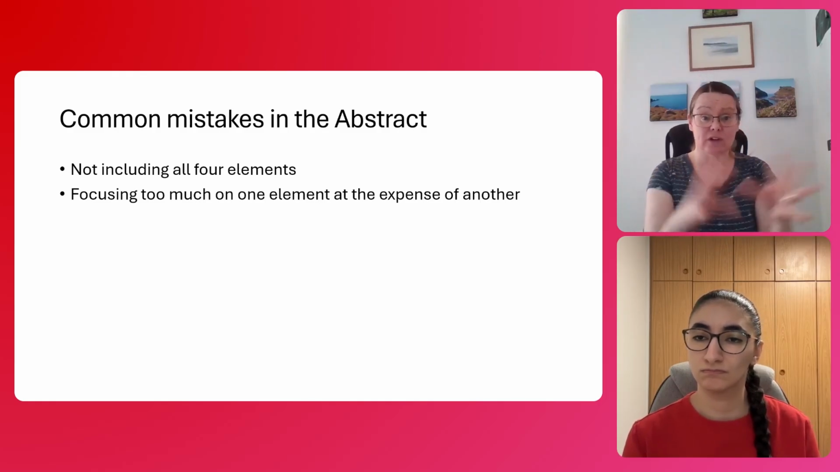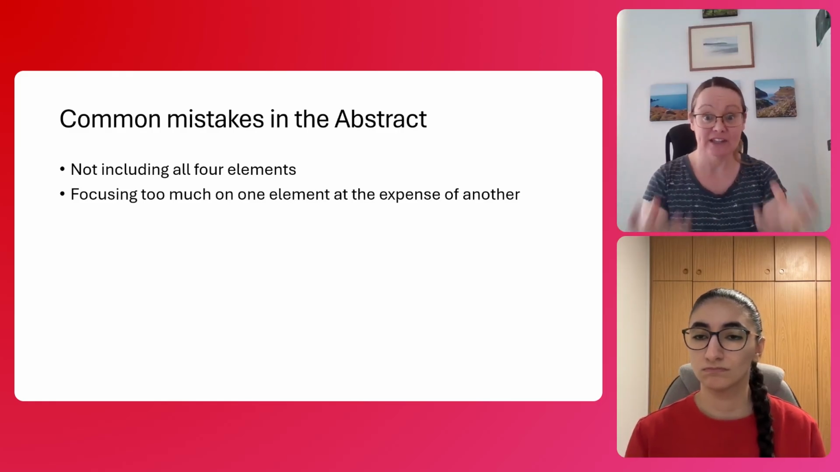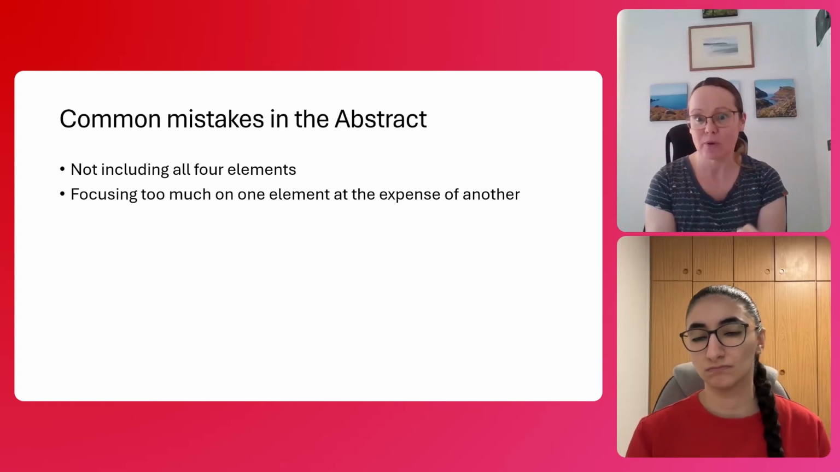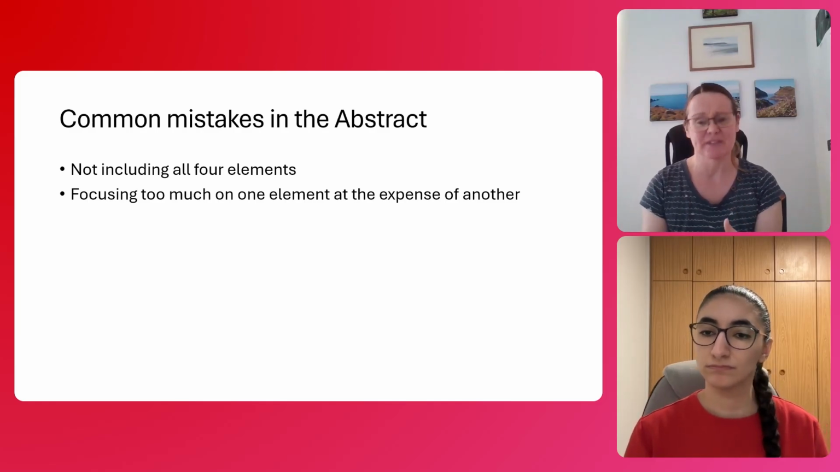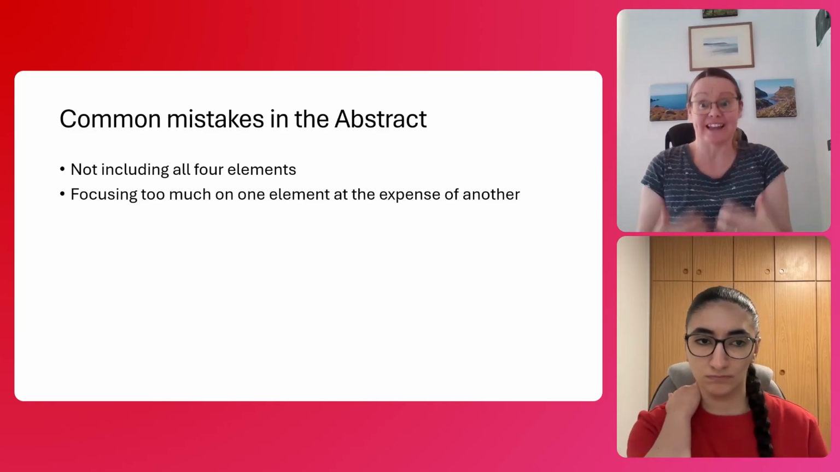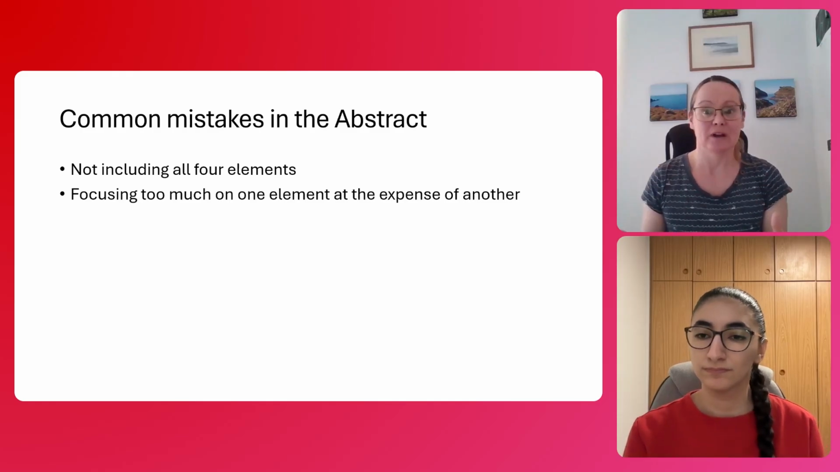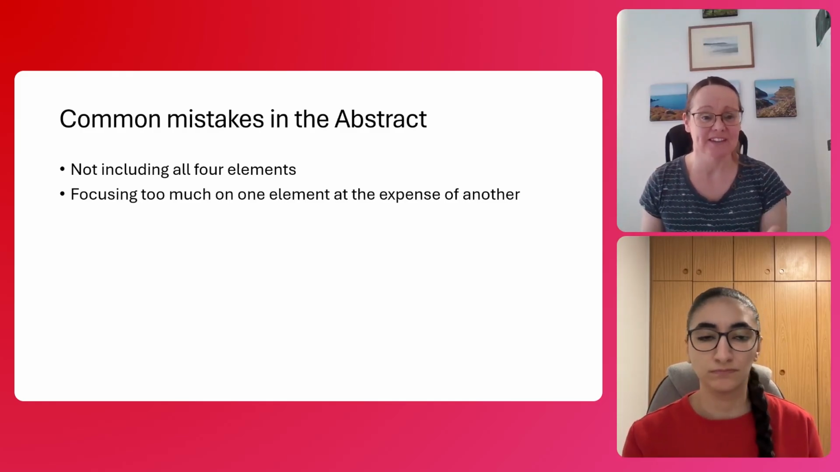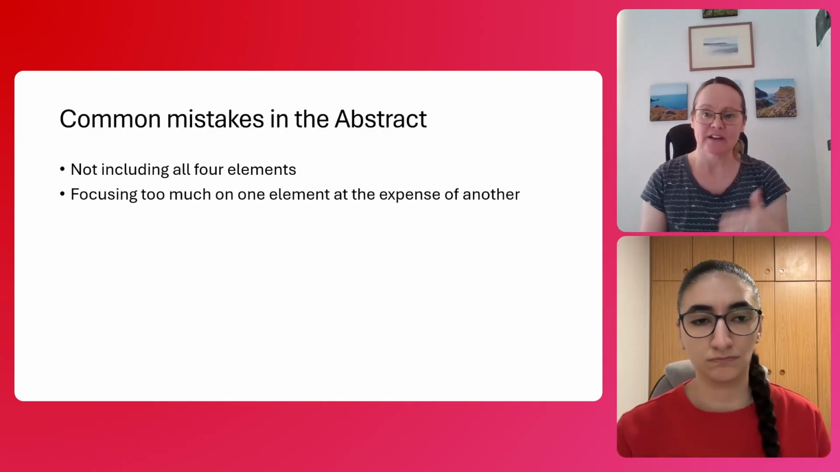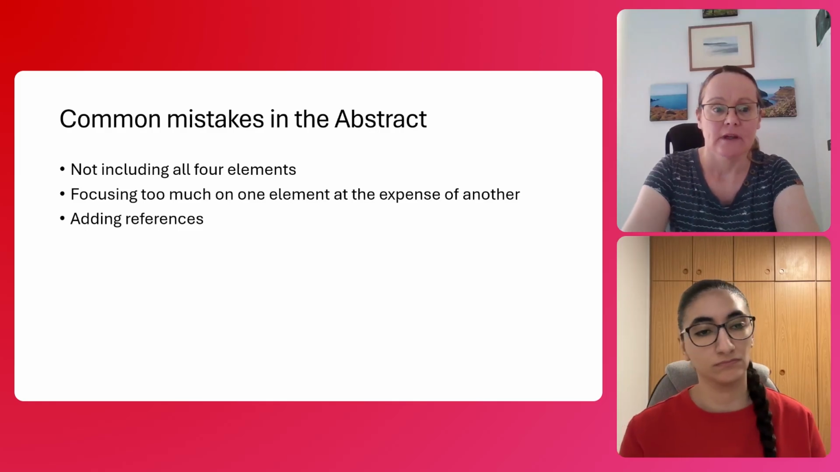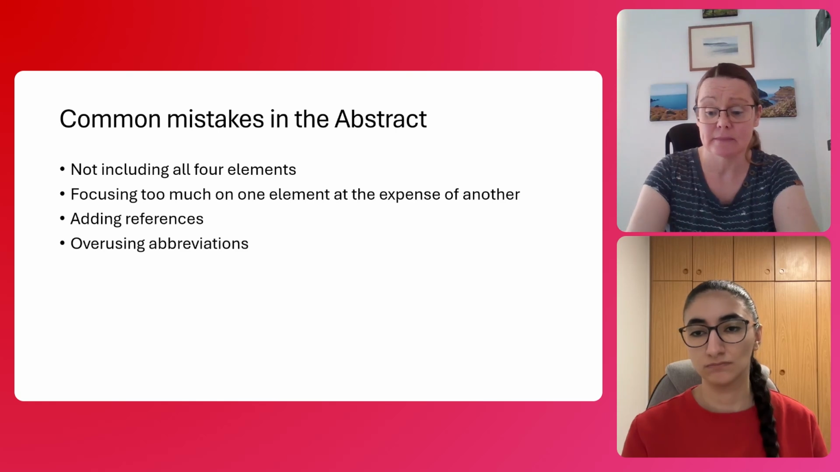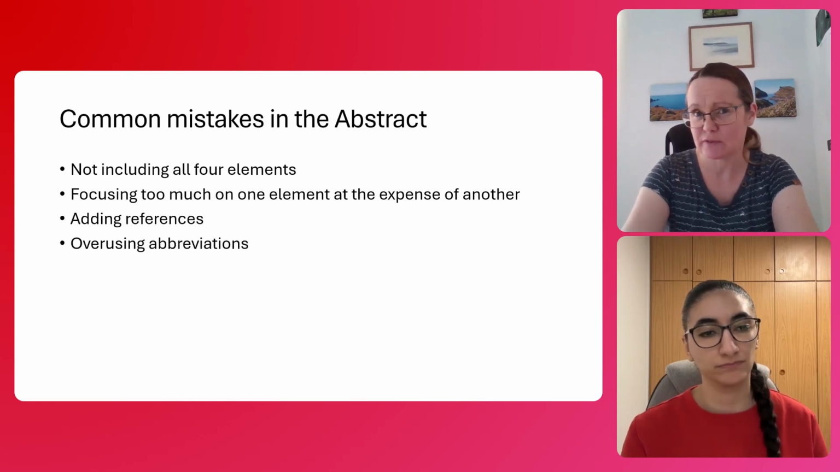We might have an awful lot of context, an awful lot of background information, so we see why this work is really important, and then it falls a little flat because we don't have much data and we don't have any conclusions. So we understand, yes, this is important, but we don't see what the outcome was. Okay, so it's important that we have all 4 elements and that we give them more or less equal attention. Adding references to the abstract, most journals will ask you not to do this. Similarly, abbreviations should be avoided.